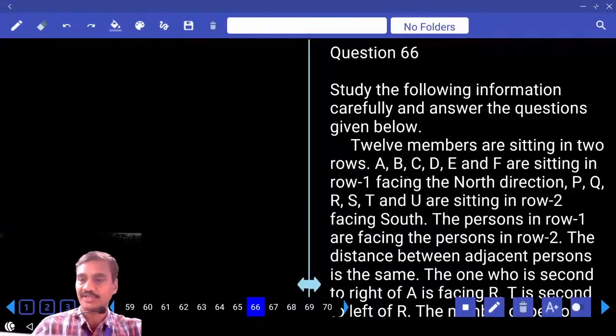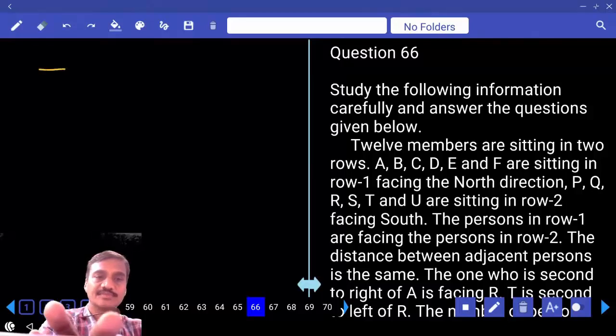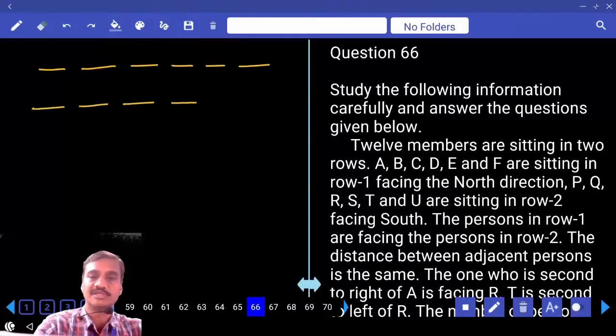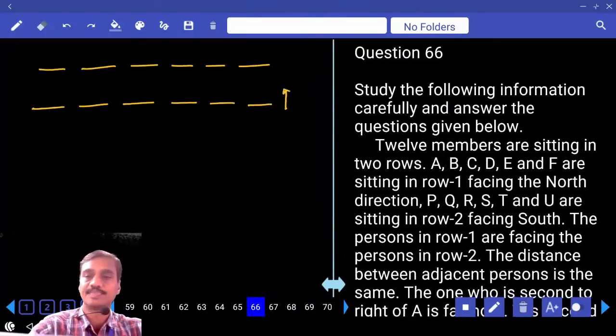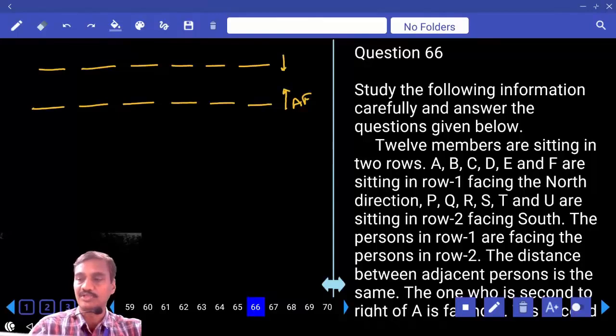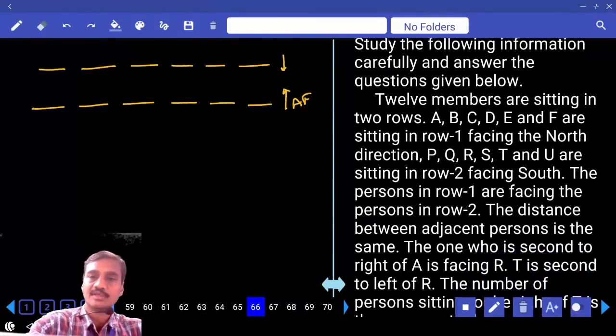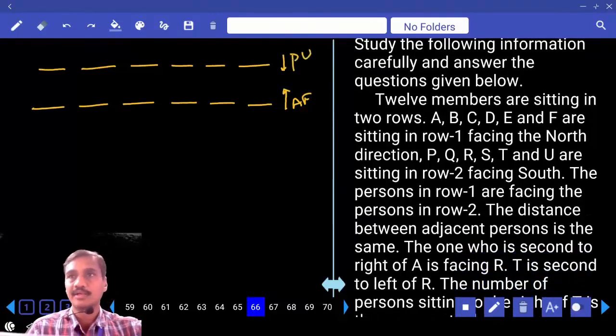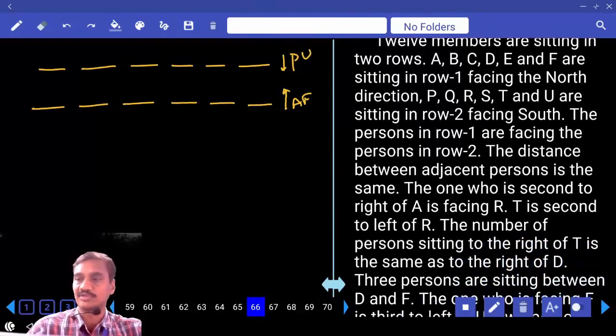Which is row 1 here? A, B, C, D, E and F are sitting in row 1, and they are facing towards north. All these persons are facing which direction? North. Then in the second row, P, Q, R, S, T and U are facing towards south. Parallel rows, just 12 members were given.